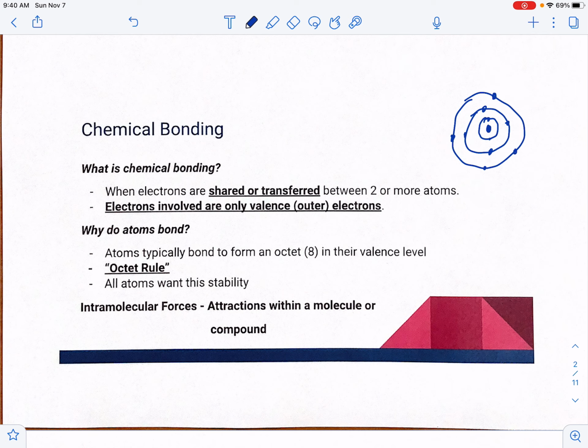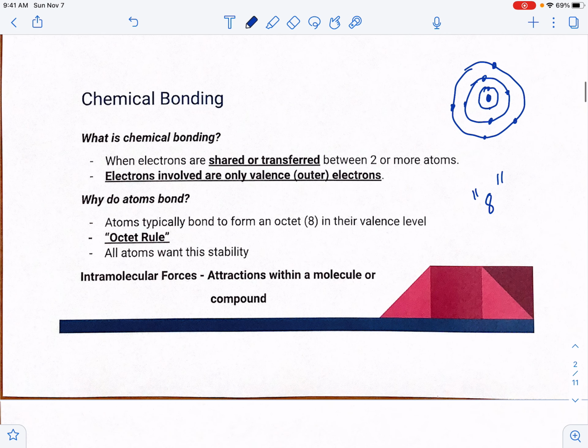Now, why do atoms bond? Atoms typically bond to form an octet in their valence level. Remember the octet rule is they want to have 8 valence electrons. That's the perfect number. Think of that as something that they need to have, so they're going to bond with somebody to make that happen. Why that happens is it makes them stable. It's something they're missing and they want to become stable.